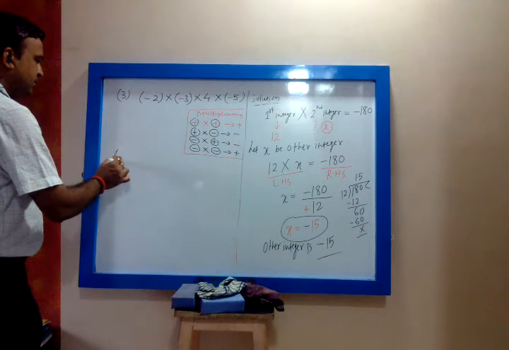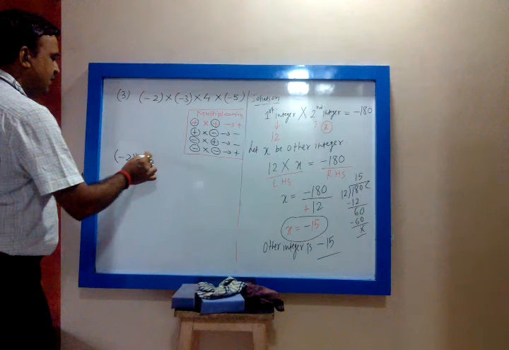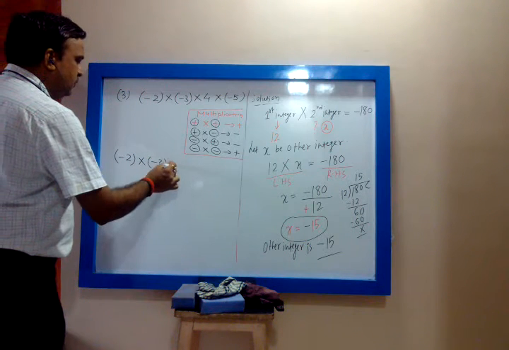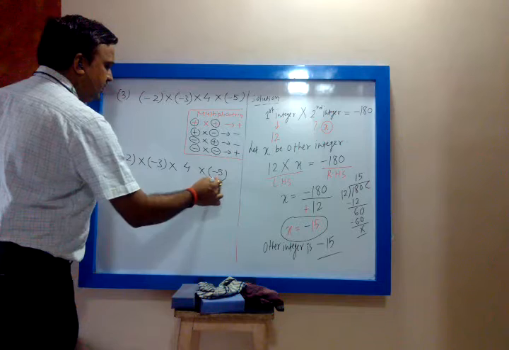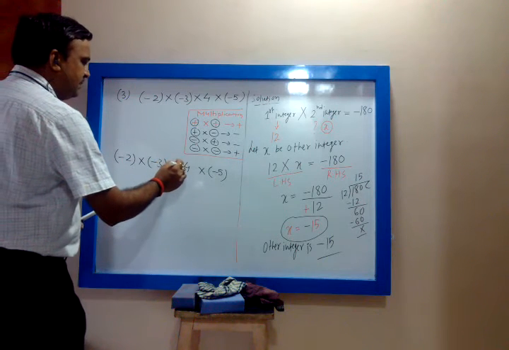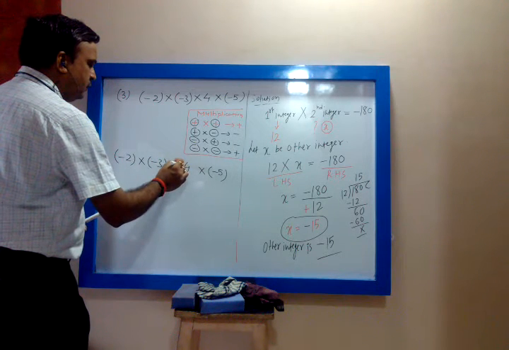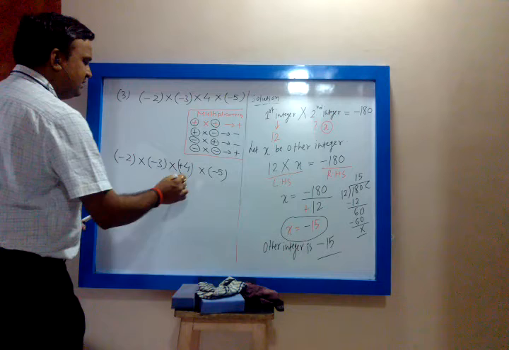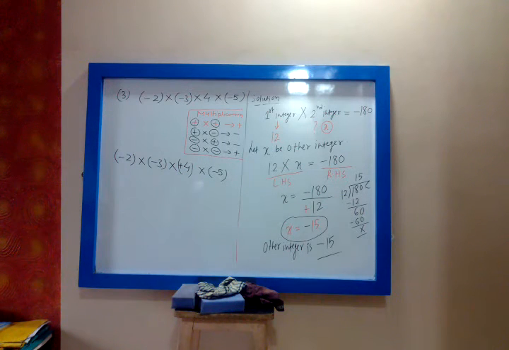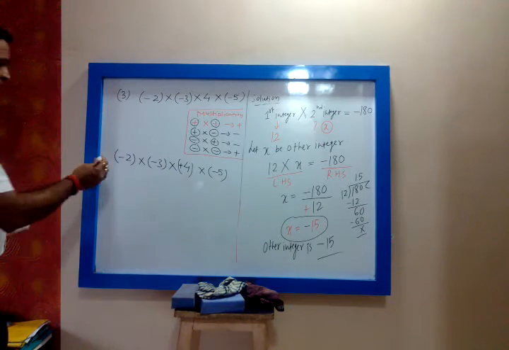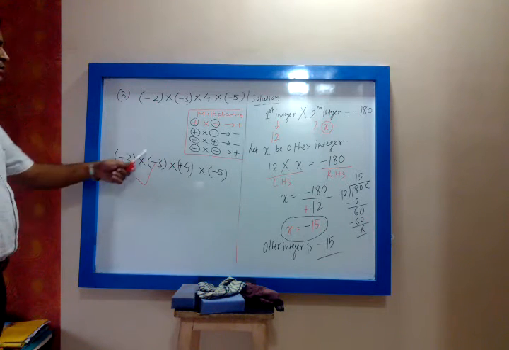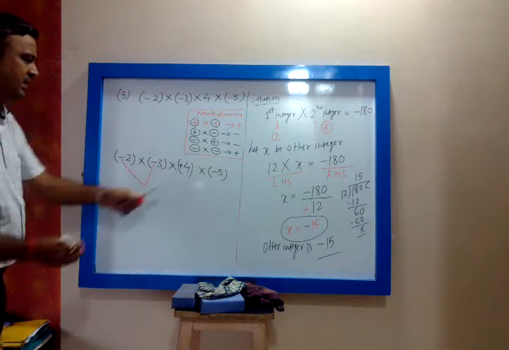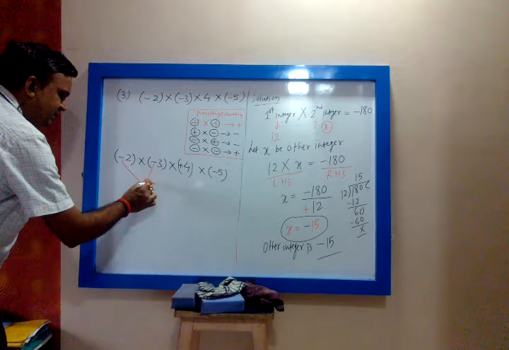See, -2 into -3 into 4 into -5. Okay? 4 means it is plus 4. No sign means plus sign. Now first you have to multiply the sign. What is minus into minus? Yes, see the table. Minus into minus, plus. Okay, so this is plus.